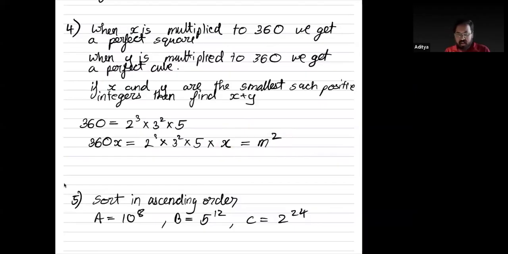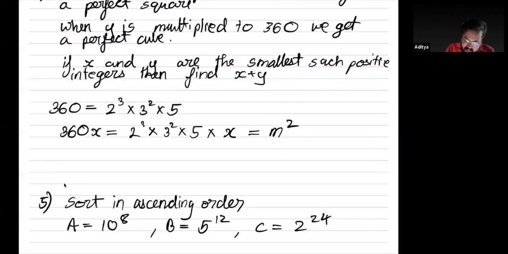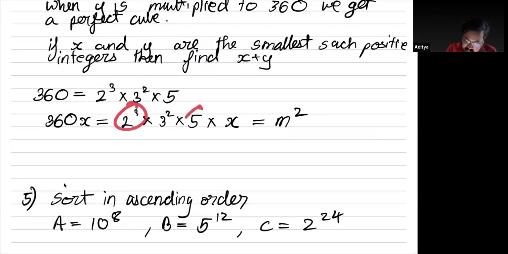Any perfect square you take, for example, 36. 36 is a perfect square. 64. Or what other good perfect square do we have? 144. Take 144. It is 2 to the power 4 times 3 square. 25. It is 5 square. Any perfect square has all the prime powers as even numbers. Here we have a problem only with 2 and 5. 3 is all good. 3 square is a perfect square.